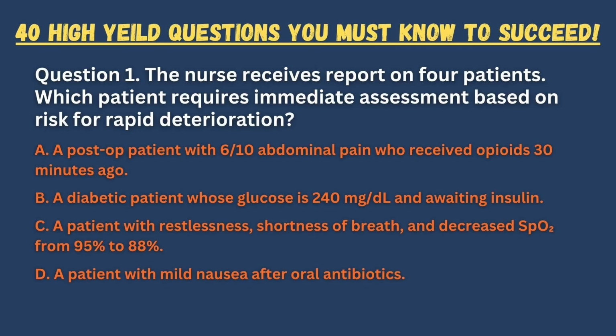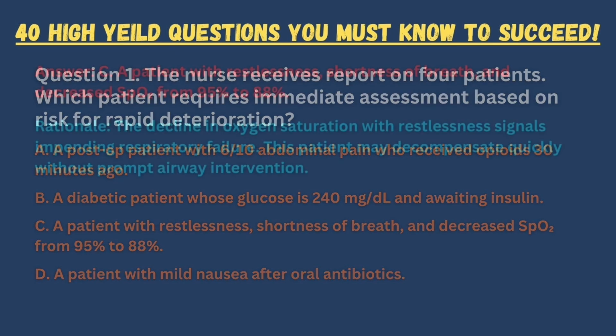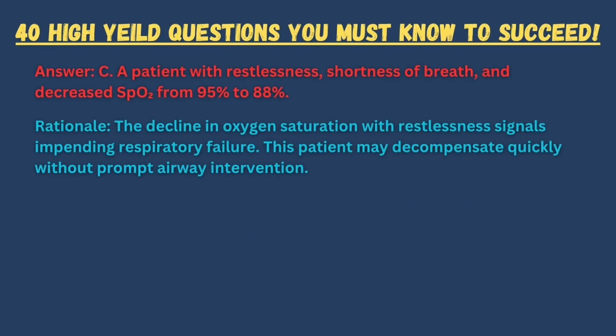C. A patient with restlessness, shortness of breath, and decreased SpO2 from 95% to 88%. D. A patient with mild nausea after oral antibiotics. Answer: C. A patient with restlessness, shortness of breath, and decreased SpO2 from 95% to 88%. Rationale: the decline in oxygen saturation with restlessness signals impending respiratory failure. This patient may decompensate quickly without prompt airway intervention.